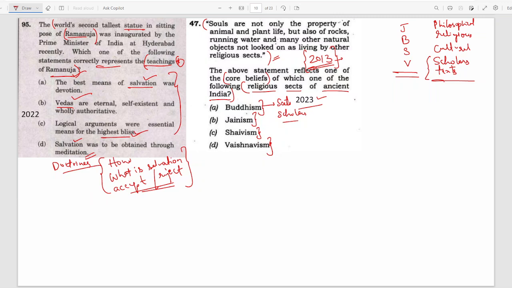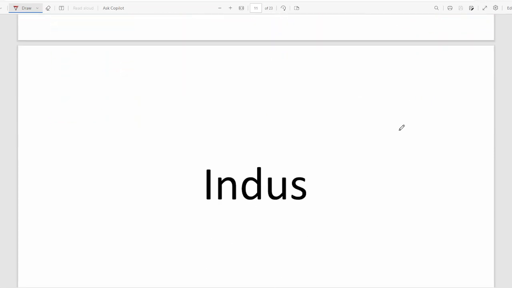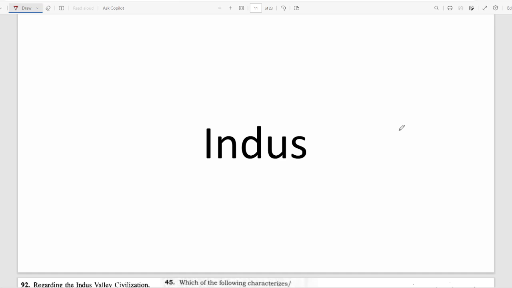Welcome back. We'll continue with part 2 of the session. We had completed part 1, where we had covered 2 sections: one was the trade related section, the other was the philosophy section. Next we'll move to the Indus Valley Civilization part.